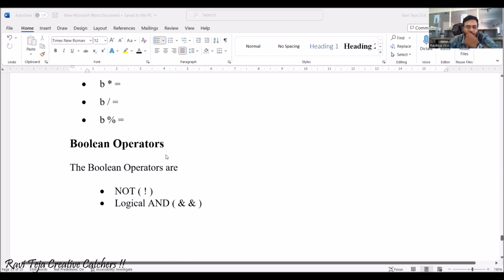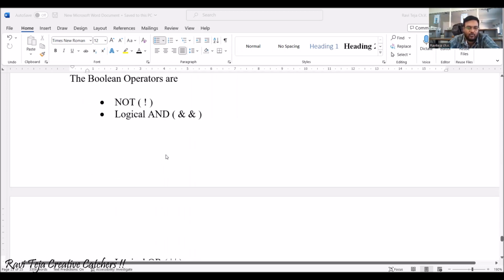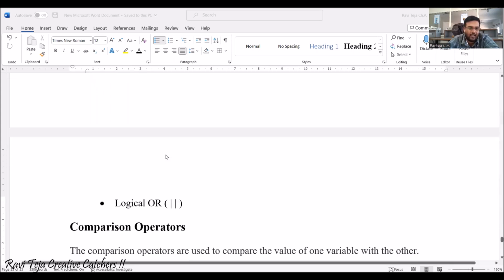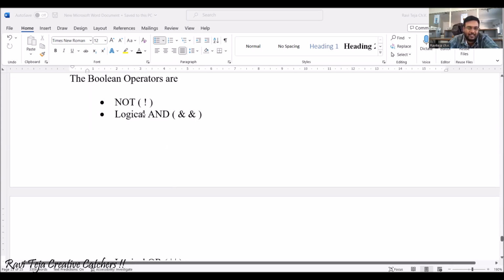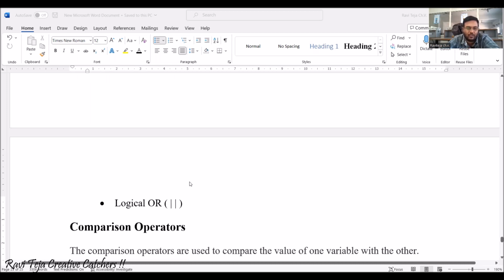Now coming to the Boolean operators, we have the most famous logical operations: logical not, logical and, as well as logical or. And these are the symbols denoted in the programming for logical not, logical and, as well as logical or.